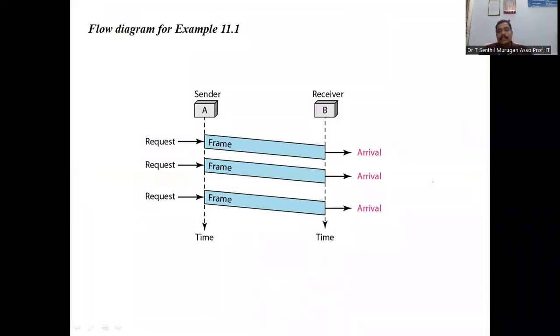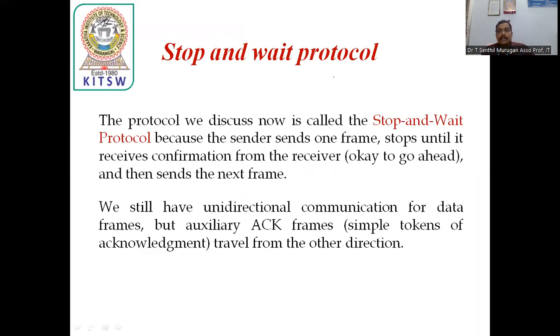Okay, so this is the diagrammatic representation of the simplest protocol. The sender is there. Initially, it will wait for a request. If any request comes, then it simply sends the frames to the receiver side. Once a frame arrives at the receiver, the events are: here a request will be there, here an arrival will be there. There is no flow control and error control in the simplest protocol. So next we are going to discuss the stop and wait protocol.